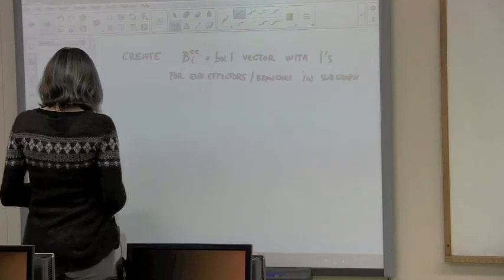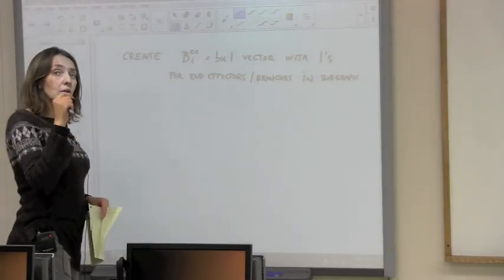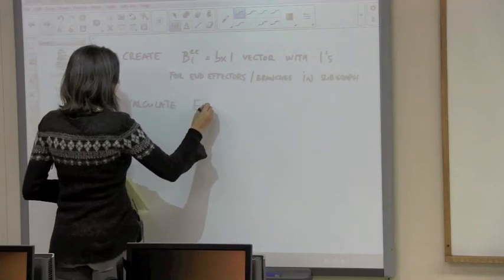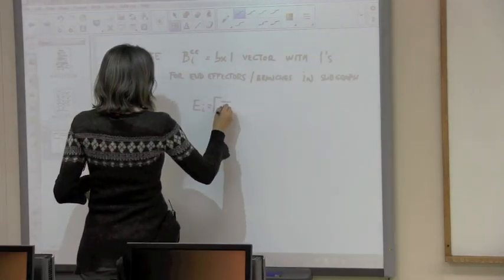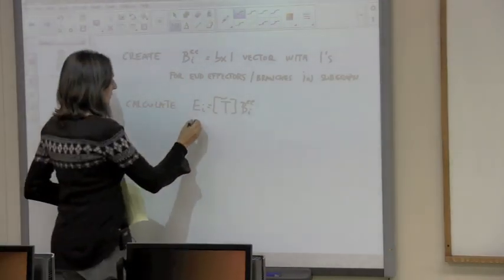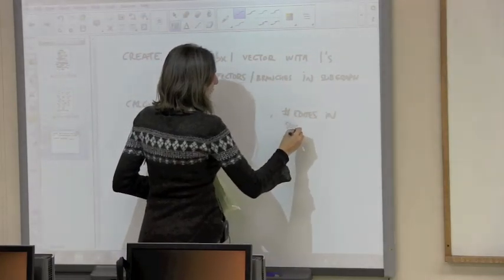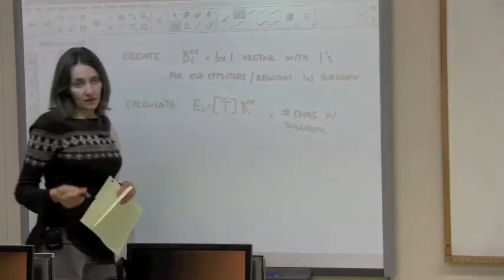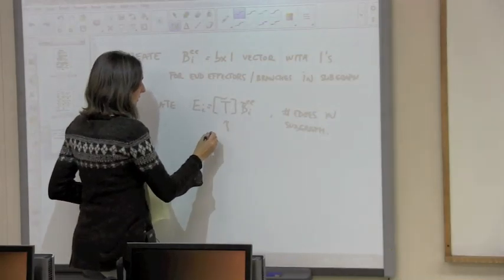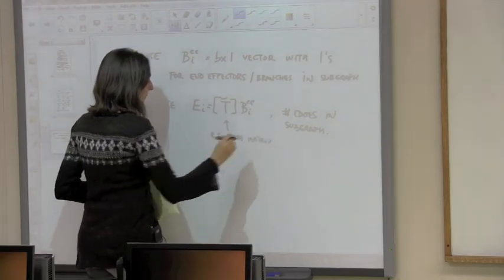Once we have that, we can calculate our E vector, which is the number of edges of that particular subgraph, using the end effector path matrix. Calculate E sub I, and that will be equal to our end effector path matrix times the Bi vector. This is the number of edges in the subgraph. Of course, we can count them, but it's simpler for big systems, and it's good to have it automatic so that our programs can calculate that. Remember, this is the end effector path matrix.